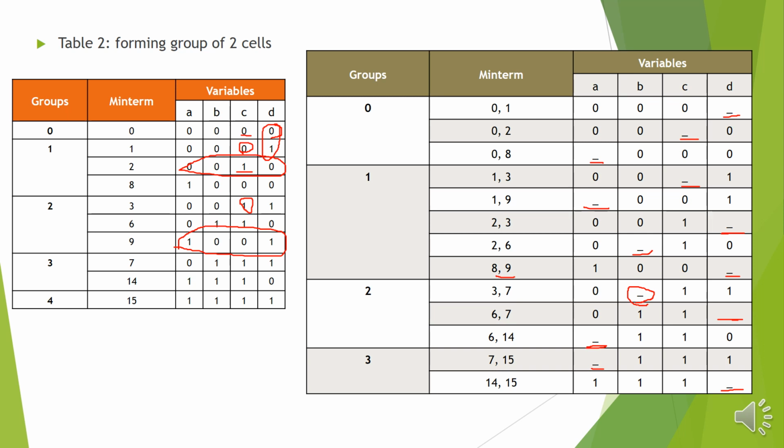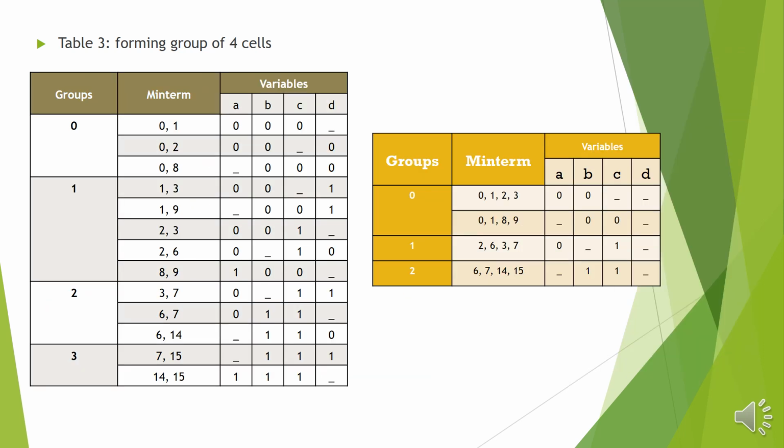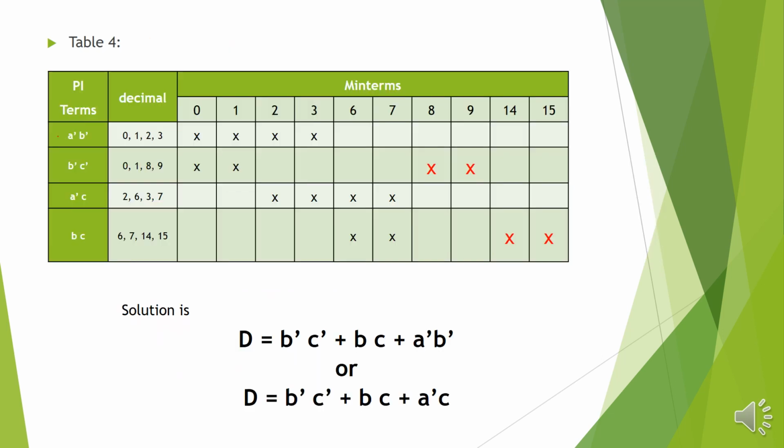Now let us proceed with the same procedure for groups of 4, and look at the 0, 1, 2, 3 expression, that is A bar and B bar. So A bar and B bar is written here, which forms your 4-cell group, A bar B bar covering 0, 1, 2, 3. Similarly for 0, 1, 8, 9, this is B bar C bar, and 2, 6, 3, 7 is A bar C, and 6, 7, 14, 15 is B C.